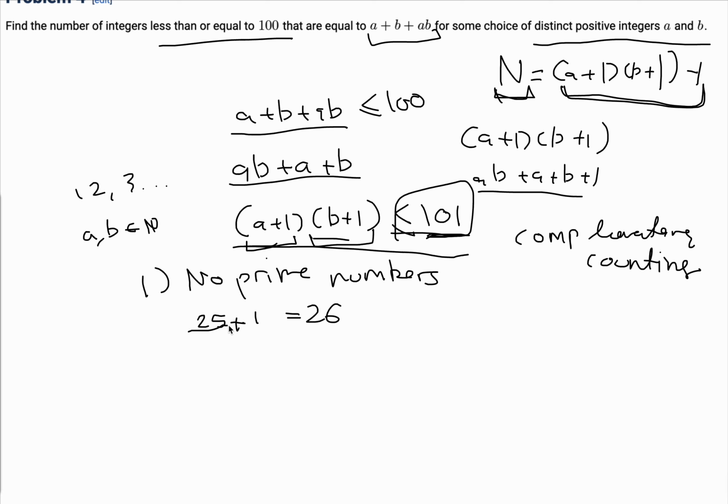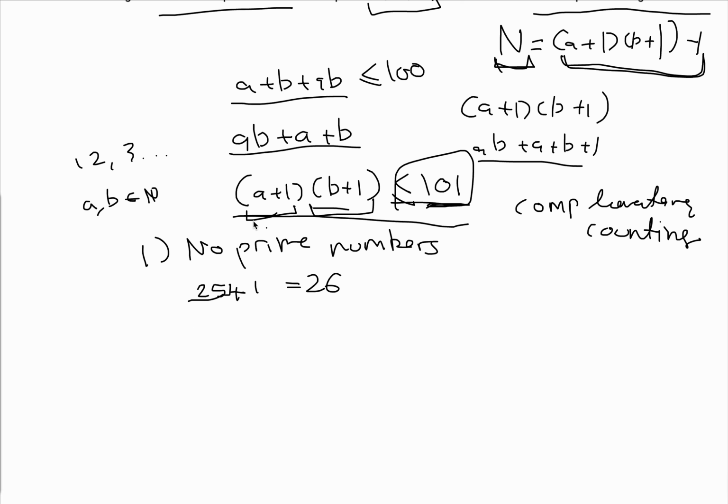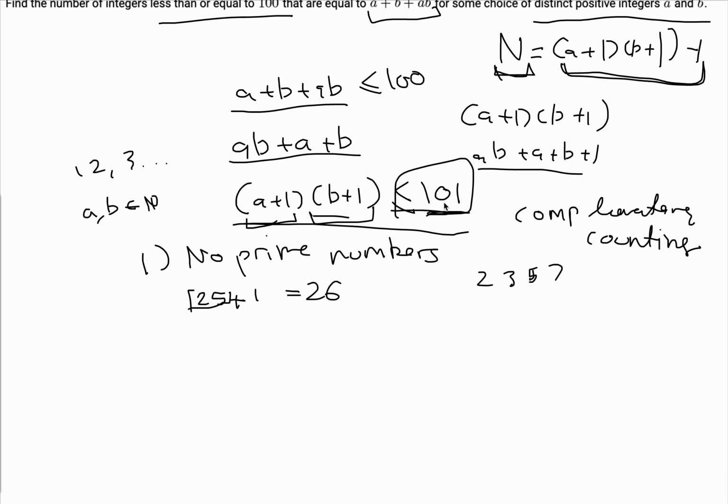But if you don't have the fact that there are exactly 25 prime numbers less than 100, you could also just list them out, starting like 2, 3, 5, 7, and it does not take that long. It took me like 30 seconds on the actual test because I did not have this memorized. So first we have that there are no prime numbers.